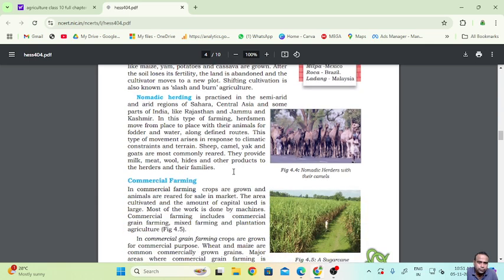Nomadic herding. Nomadic herding is practiced in semi-arid and arid regions of Sahara, Central Asia and some parts of India like Rajasthan and Jammu and Kashmir. In this type of farming, herdsmen move from place to place with their animals for fodder and water along defined routes. This type of movement arises in response to climatic constraints and terrain. Sheep, camel, yak and goats are most commonly reared. They provide milk, meat, wool, hides and other products to the herders and their families.